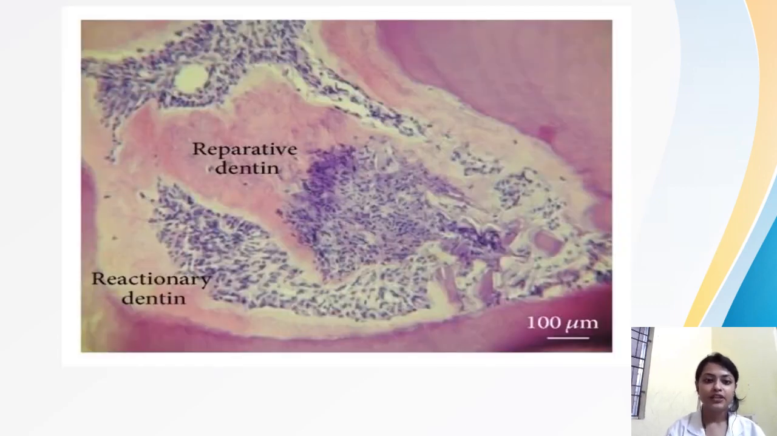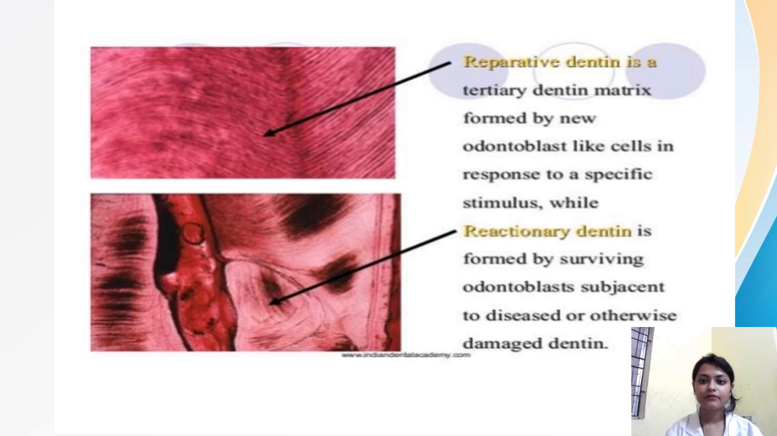This is the reparative dentin, this is the reactionary dentin. We can find the differences here, but this is a small pathological image to just support it. Same thing, they're showing how the reparative dentin and the reactionary dentin are forming from the odontoblast-like cells.